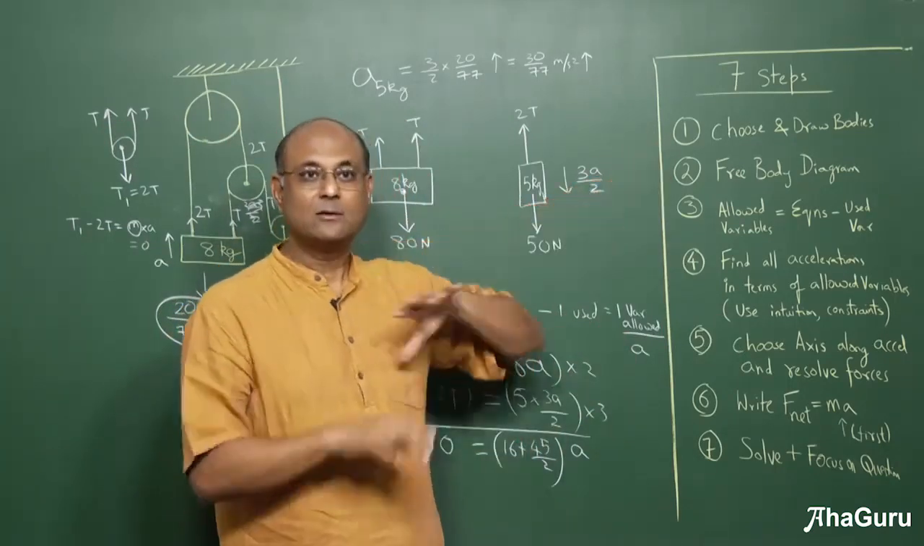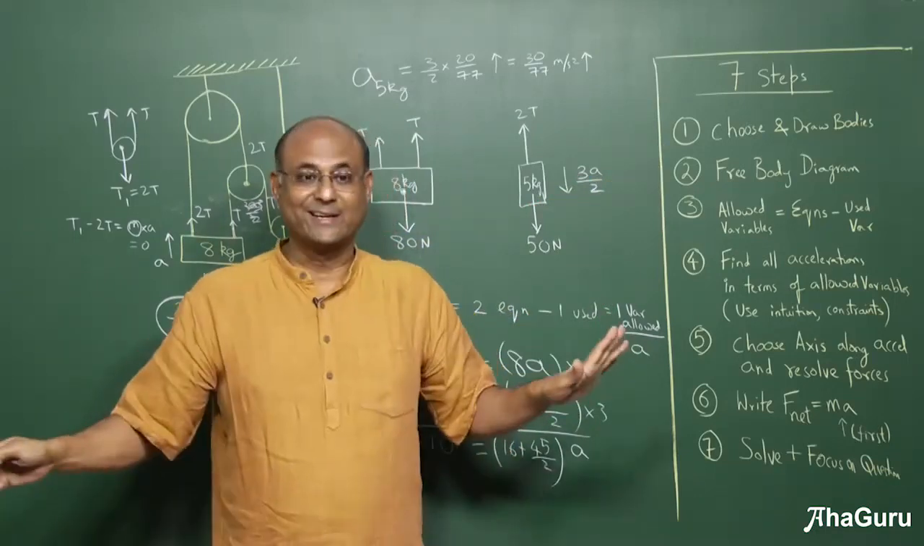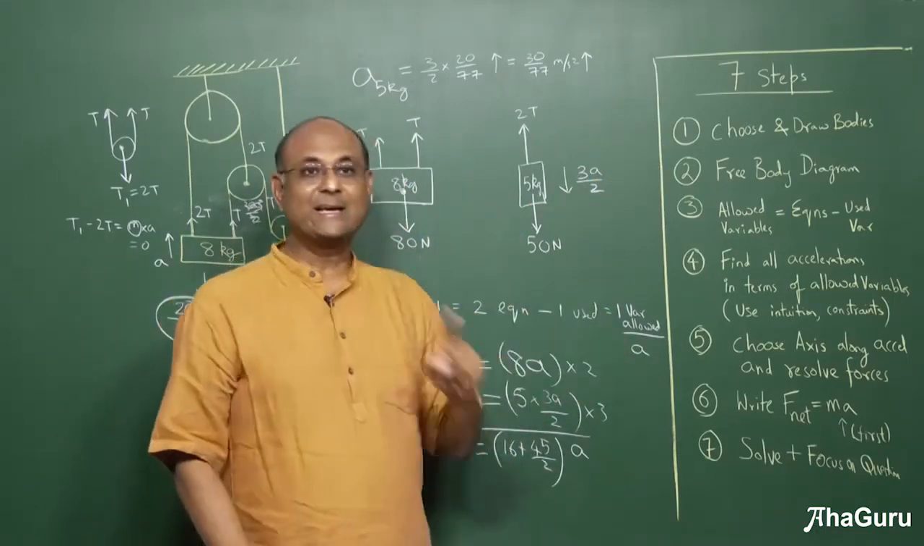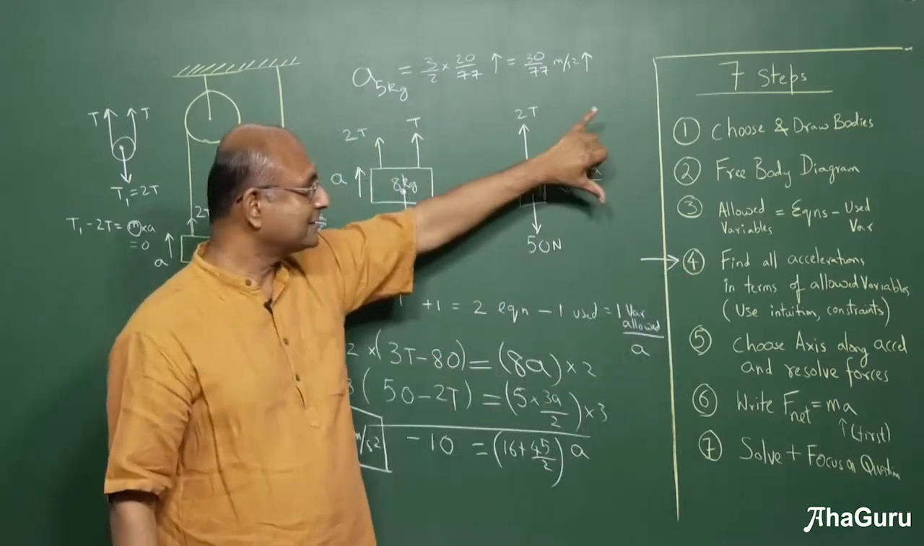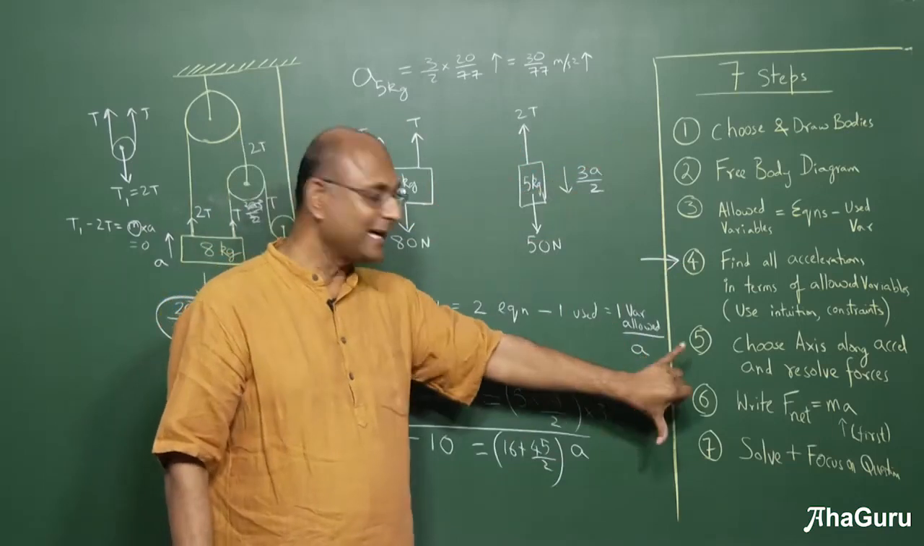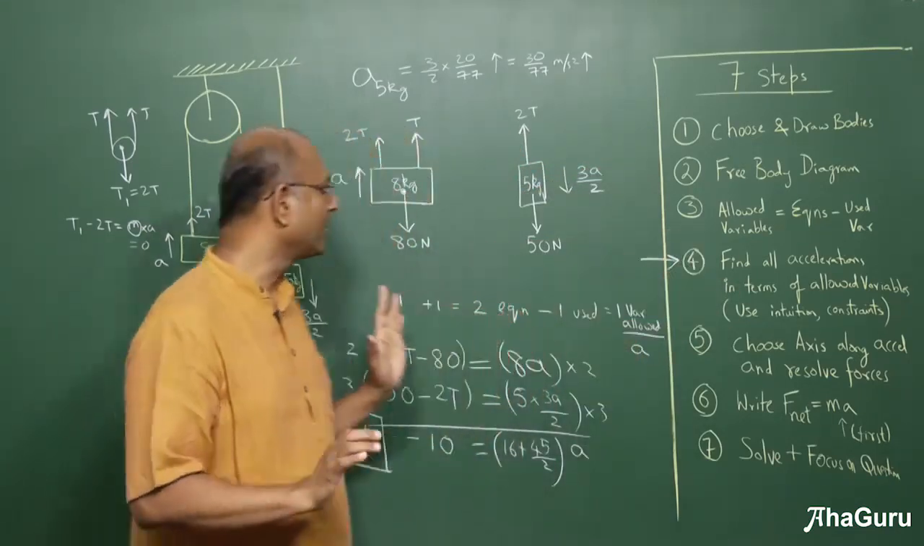The first 3, don't think. The last 3 steps, don't think. Okay, so only think in step 4. Step 4 is your step. The others, the first 3 belong to Newton, last 3 belong to Newton. Okay. 4th step is yours. So think of it like that.